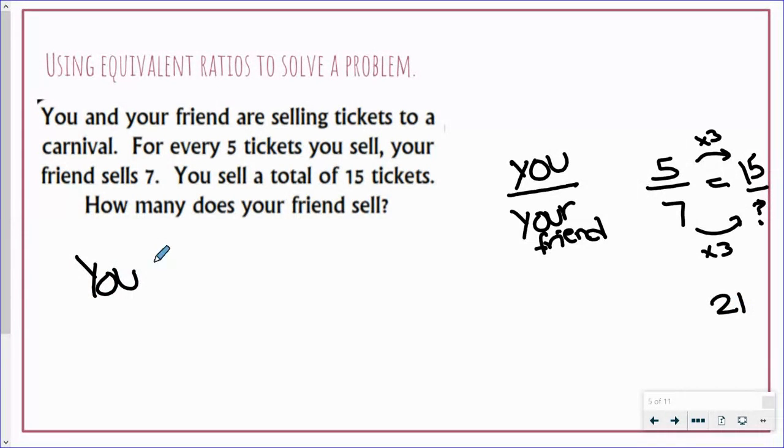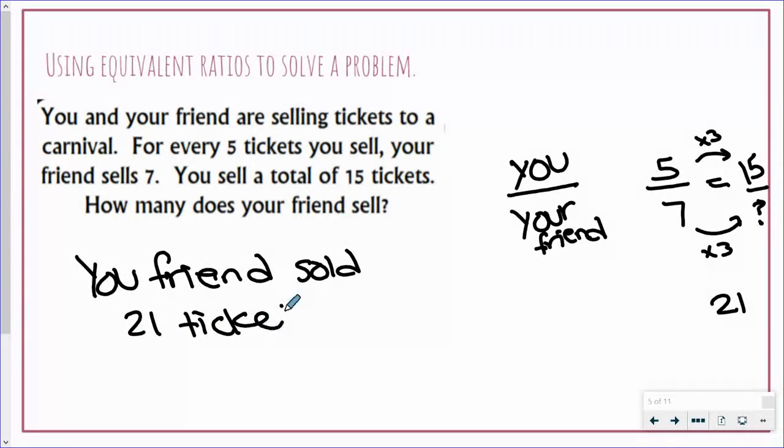So to answer this in a sentence, your friend sold 21 tickets. And then if we wanted to make it a full race, we could say this is because we went from 5 to 15 by multiplying by 3. So then we had to multiply the tickets our friend sold by 3, and 7 times 3 is 21. Therefore, your friend sold 21 tickets.